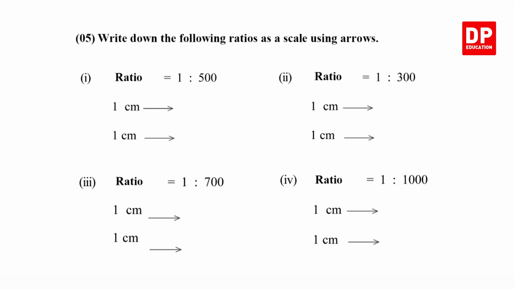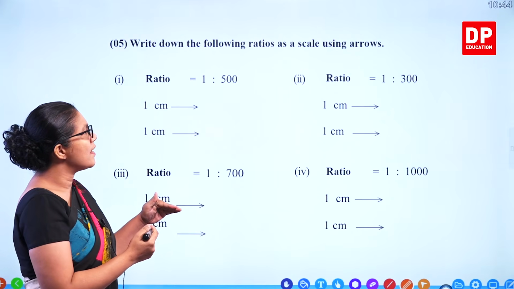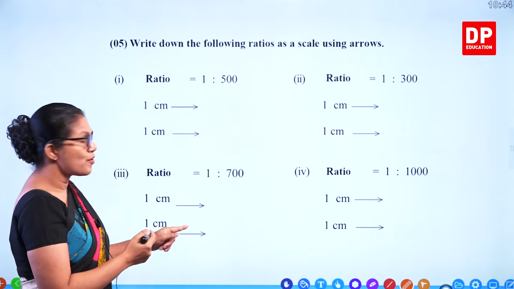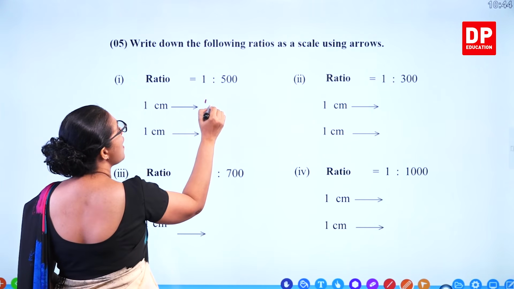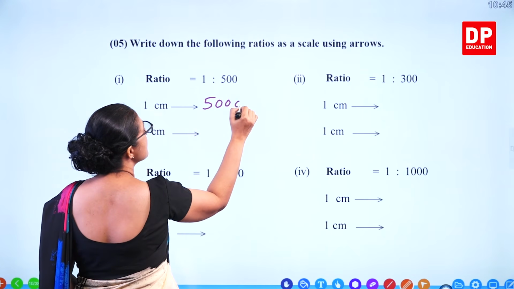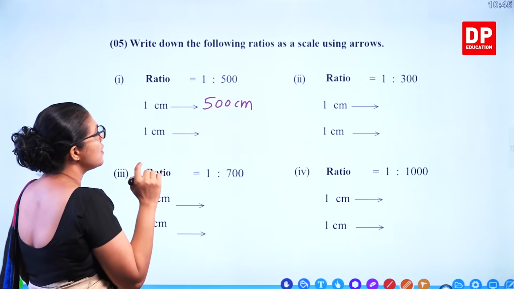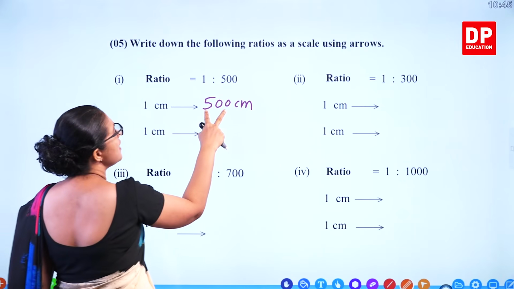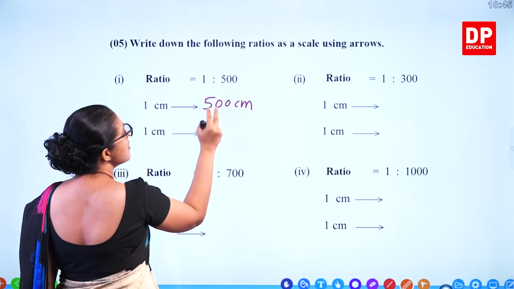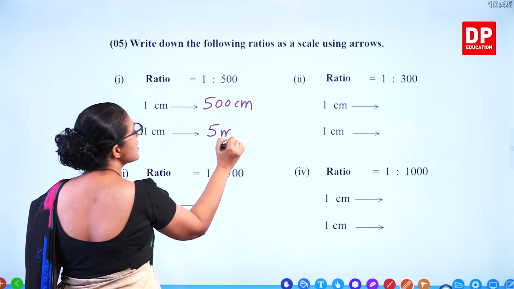Write down the following ratios as a scale using arrows. So now the ratio is given. So we'll use the arrows to represent the scale. 1 centimeter means 500 centimeters. So we need to convert to meters. So we can divide by 100. 5 meters.